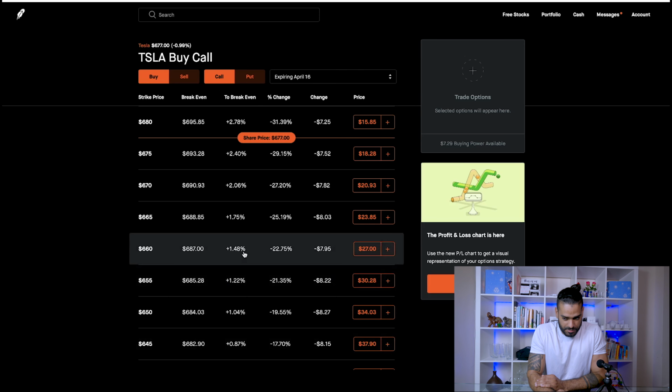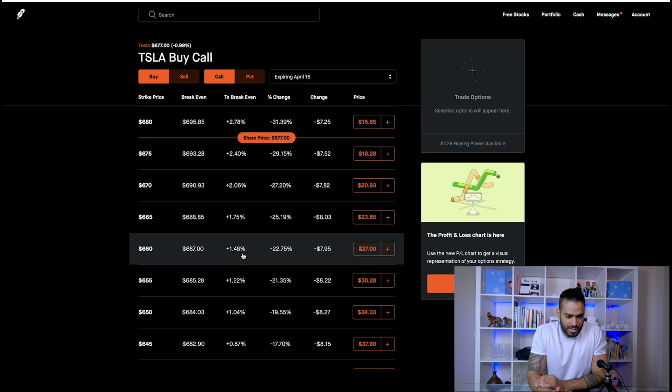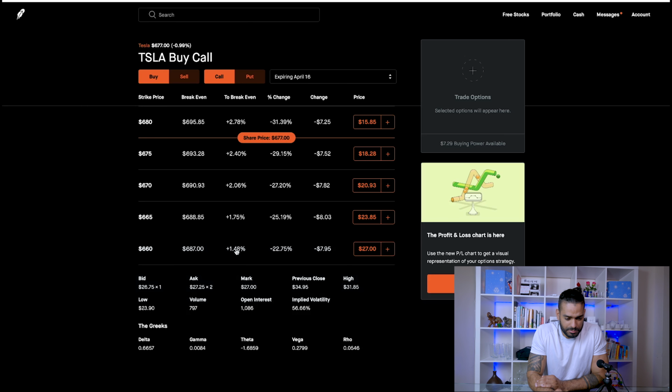Greeks are a set of risk measurements that are named after the Greek letters that denote them. There are 5 Greeks, but only 4 of them matter. So today I'm gonna be using Robinhood on my MacBook. I select Tesla, hit option, and click the call. So we're gonna click an option, and as you can see at the bottom, it says the Greeks. There's Delta, Gamma, Theta, Vega, and Rho. But like I said, only 4 of them matter.